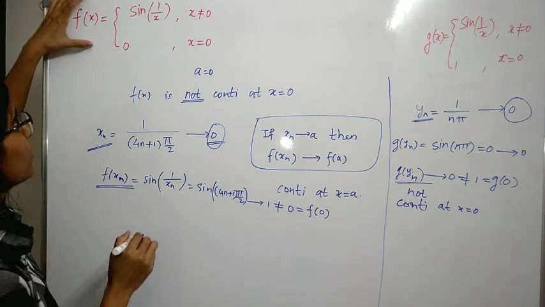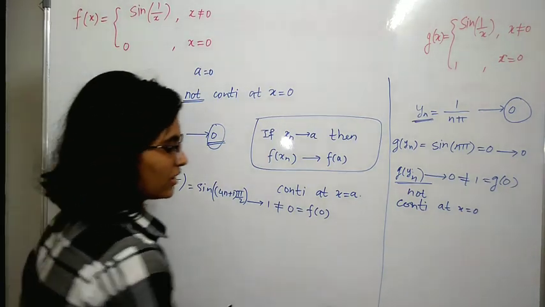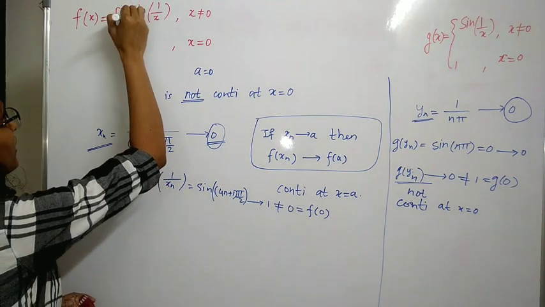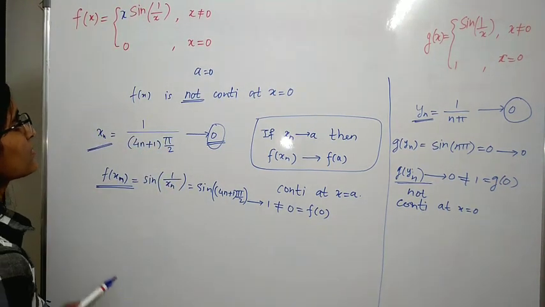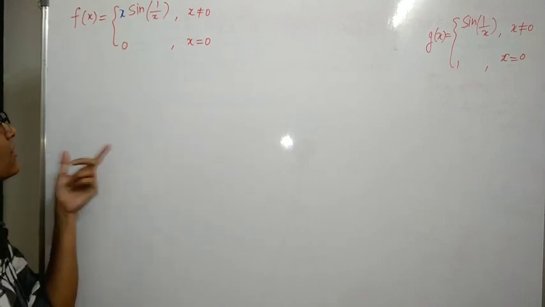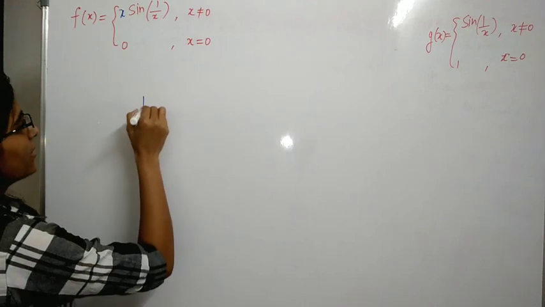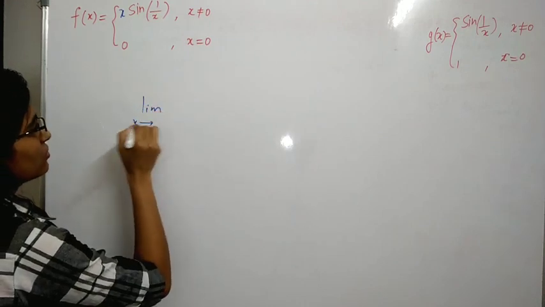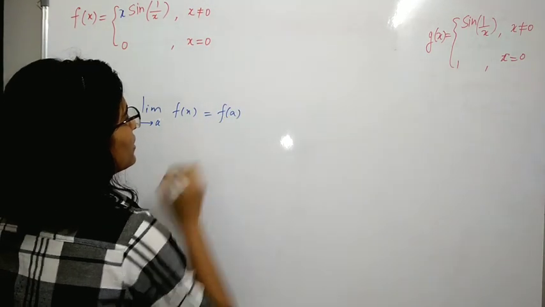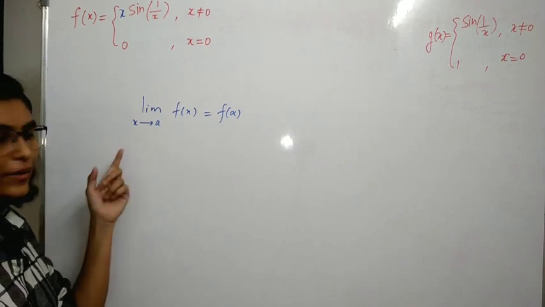So this function f of x is not continuous at x equal to 0. Now what if we change this function to x times sine 1 by x? Is this function continuous at x equal to 0? So let's check it. What is the definition of continuity? Limit as x tends to a of f of x is equal to f of a. Then we say that this function is continuous at the point x equal to a, right?